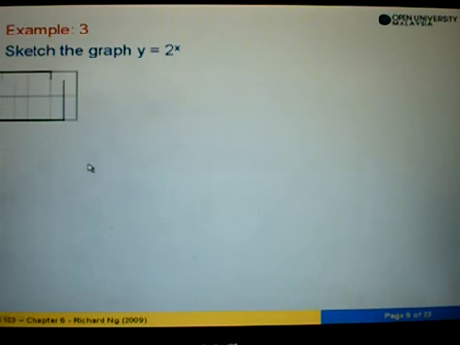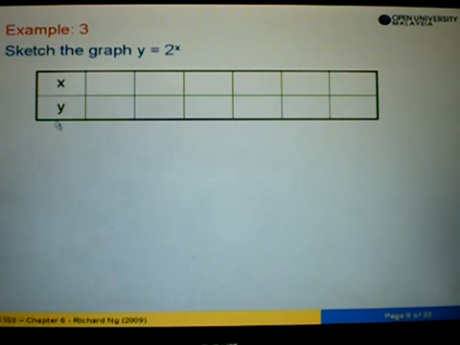Now let's look at example 3. Sketch the graph y equals 2 to the power x. So what we need to do is plot a few points here. Let's start off with a table like this, where we write x and y. Next we write down some values of x, for example, we take from negative 2 to 3.